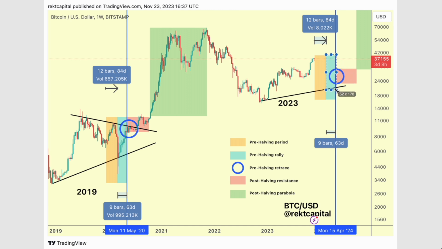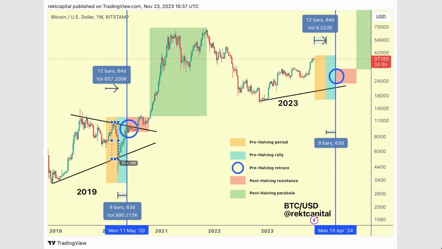pre-halving rally period. But if 2019 is more so going to repeat, and so at this same point in the cycle we started an uptrend in 2019, and you can see here that we're already uptrending here, perhaps we see some sort of resistance and rejection later in the 84-day period before retracing a bit.